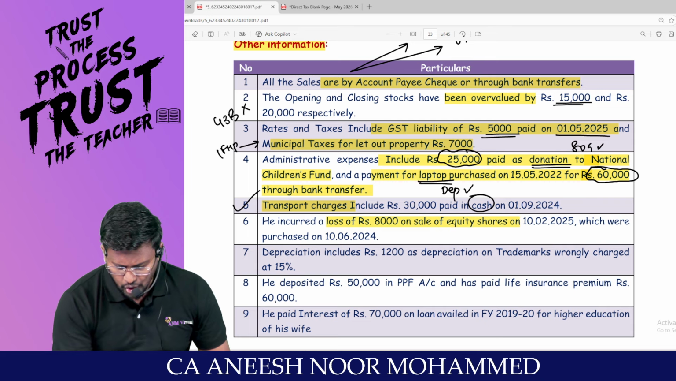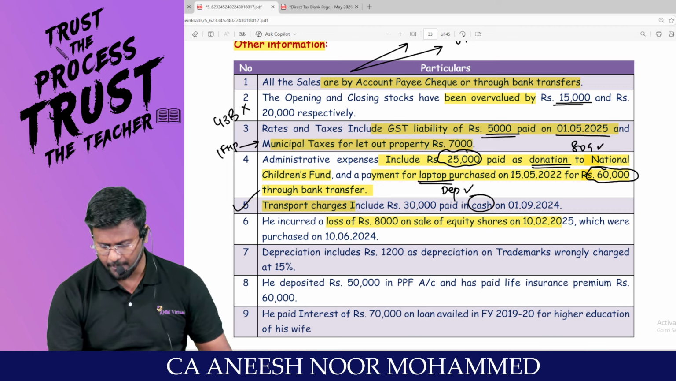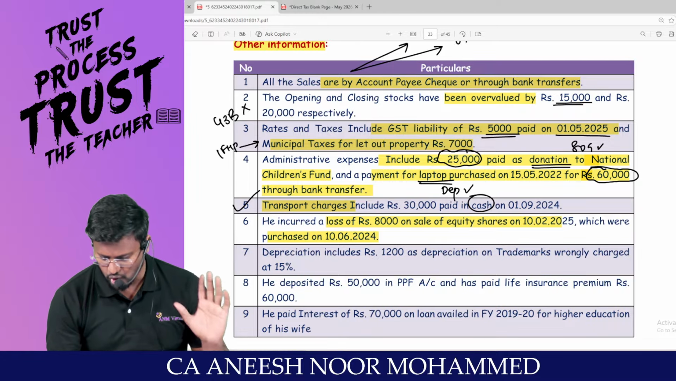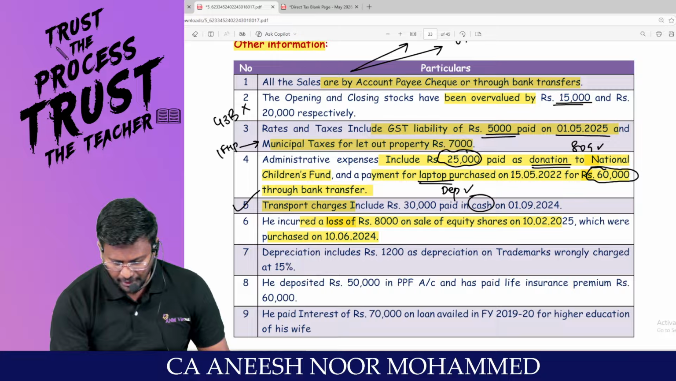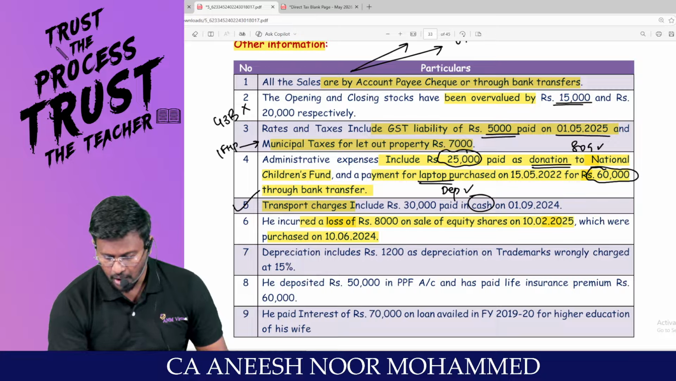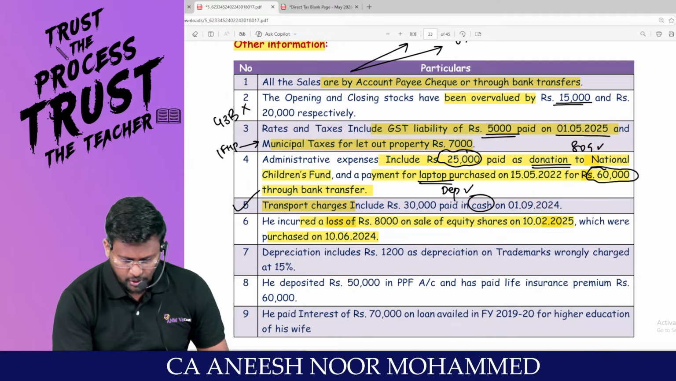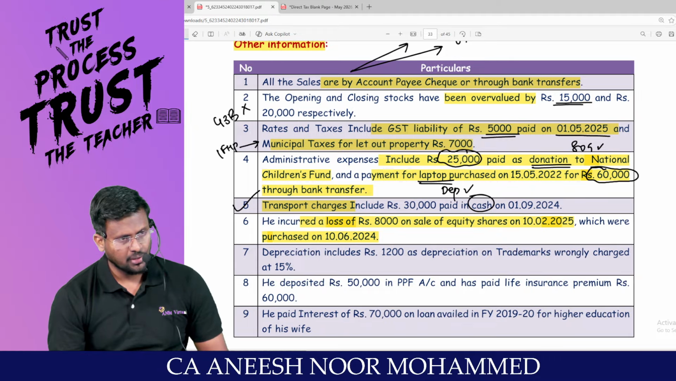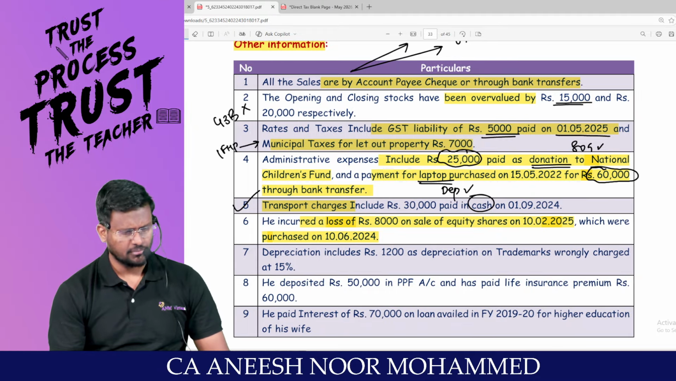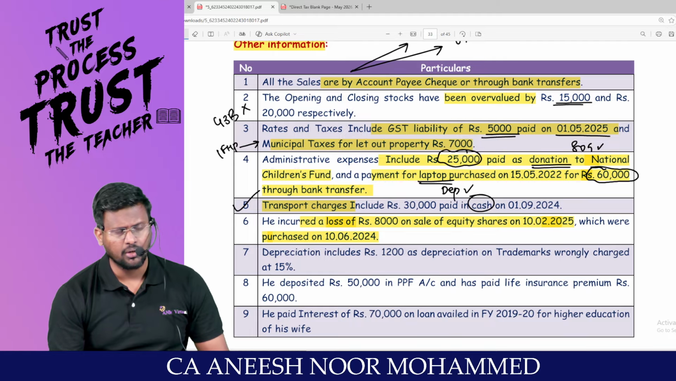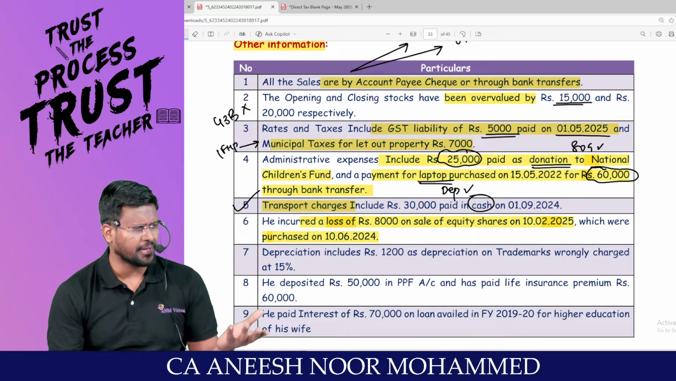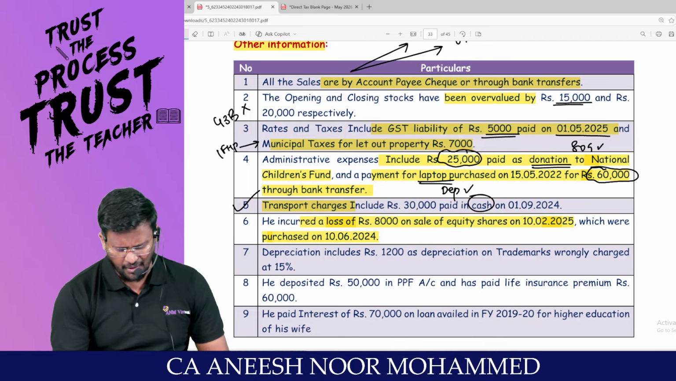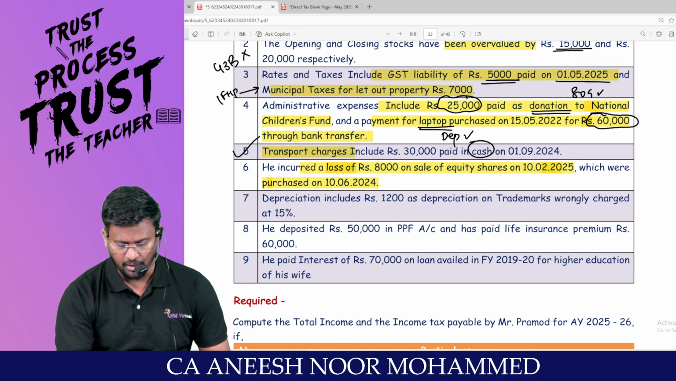He incurred a loss of rupees 8,000 on sale of equity shares on 10/2/2025, which were purchased on 10/6/2024. Is it a short term or long term capital asset? Short term. Short term capital loss can be set off either against short term capital gain or long term capital gain. We have to check the other information. Till now, nothing is there.